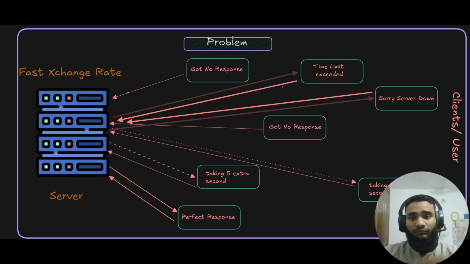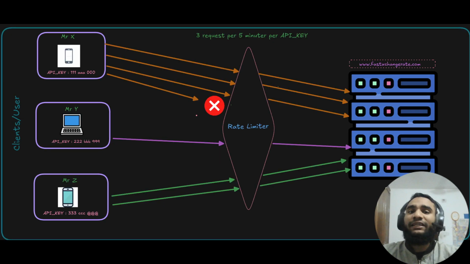And let's say here is another case, the server is down. Because the resource is limited, the server failed to process the requests and it went down. So let's simplify the problem, and also add the solution on the next slide. How do you solve this? Here is the rate limiter.